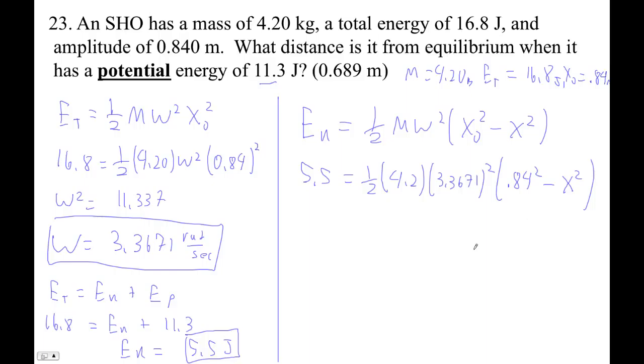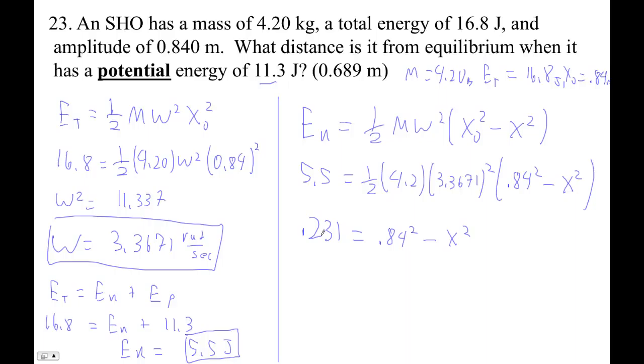Well, I guess it's not square rooted, so it shouldn't be too bad. So 5.5 times 2 divided by 4.2 divided by the answer that I got. I'm actually recalling this 3.3671 from memory, not typing it in, and I have to square that. Now I've got 0.231 equals 0.84 squared minus x squared. So I did this times 2 divided by this, and I've got this. It came out even. That's kind of cool.